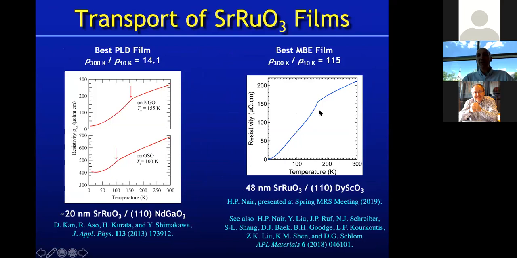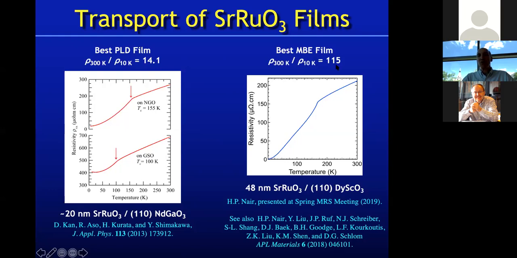If I put them side by side, this is the best that's been published for a PLD-grown strontium ruthenate film. And you can see clearly it's ferromagnetic, but if you compare the residual resistivity here, and here I'm showing a 10 Kelvin comparison, so we're comparing apples to apples. If we go down to 4 Kelvin, this number becomes more than 250.